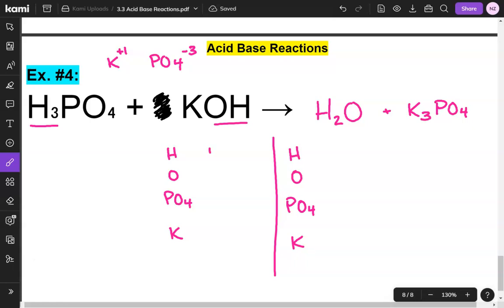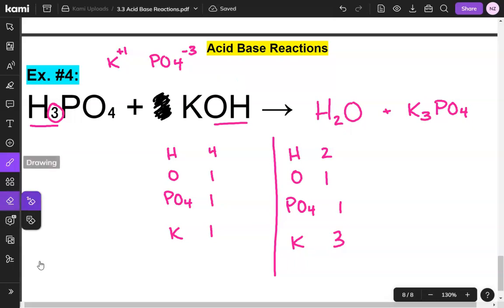Okay, so we have 4. I've got 3 here, and then I have another 1 right here, so that's 4. Oxygen's by itself. I'm just counting this one right here because the other oxygen is part of phosphate. 1 phosphate, 1 potassium. On the right-hand side, I have 2 hydrogens here. I have 1 oxygen, 1 phosphate, and 3 potassiums.